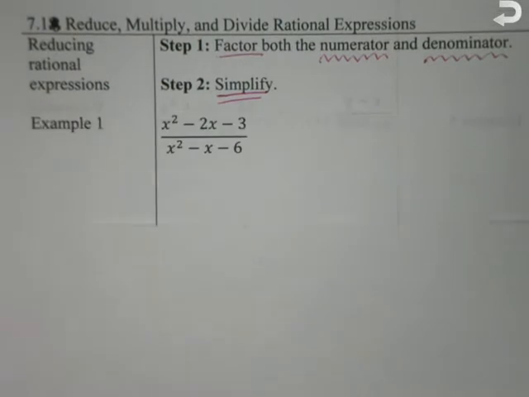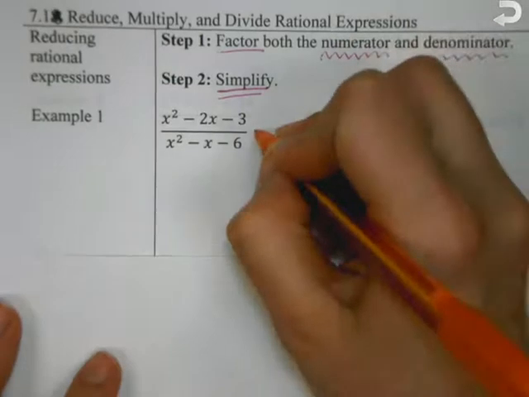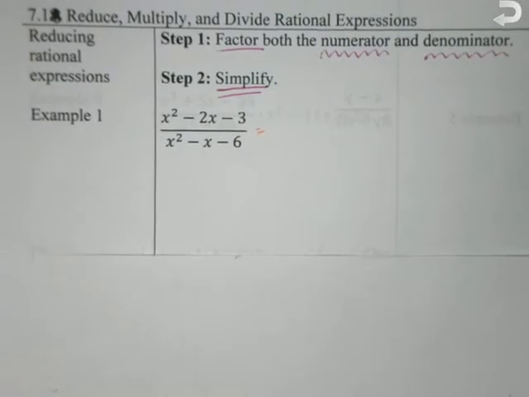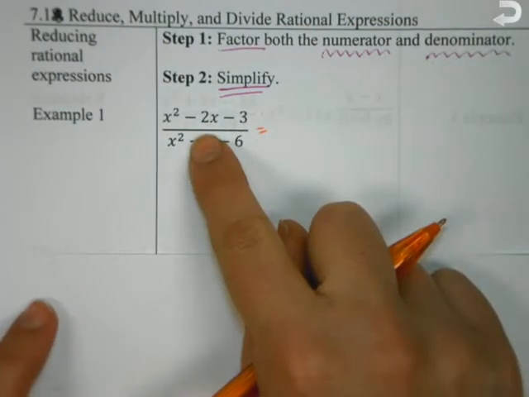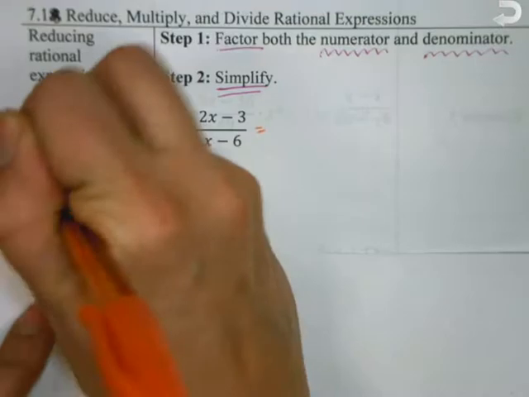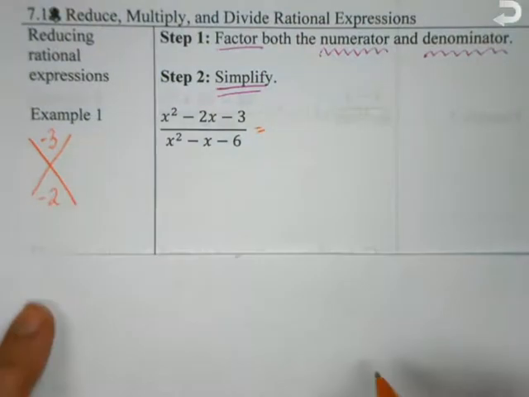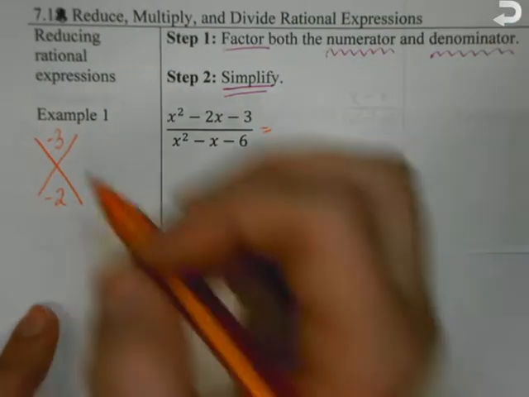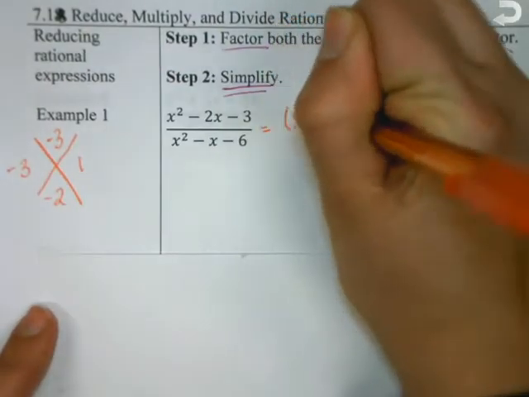Okay, example 1. X squared minus 2x minus 3 all over x squared minus x minus 6. Okay, so what our first step is, we're going to take the numerator and denominator and we want to factor those. So, looking at the numerator, what method will I use to factor that? The diamond method. So I need two numbers that multiply to negative 3 and add up to negative 2. Negative 3 and 1. So the numerator factors to x minus 3 times x plus 1.